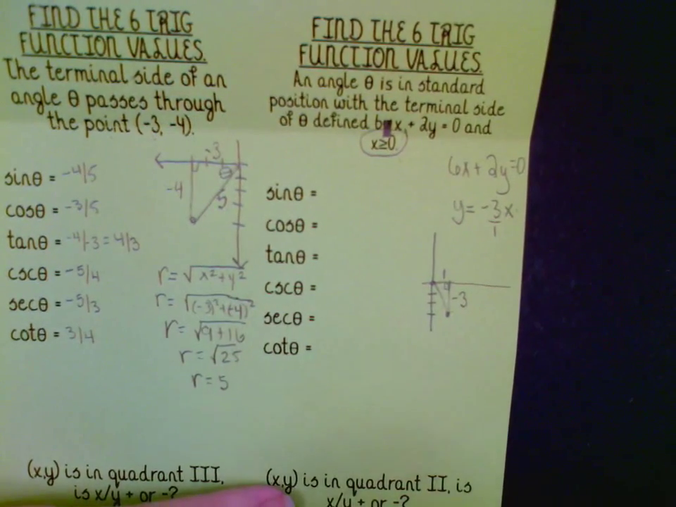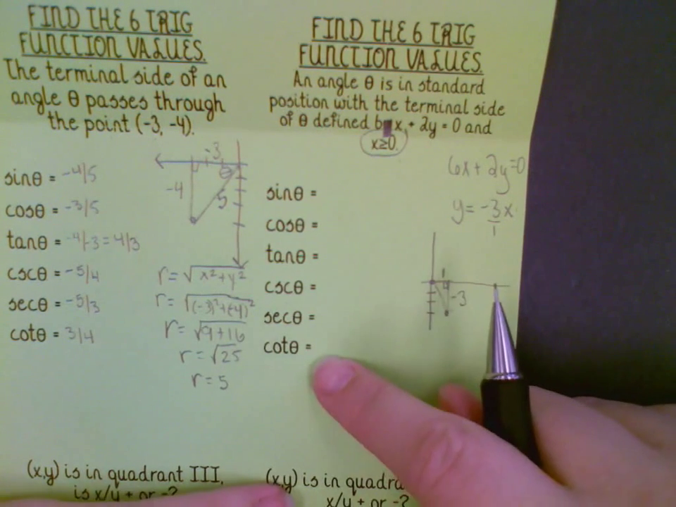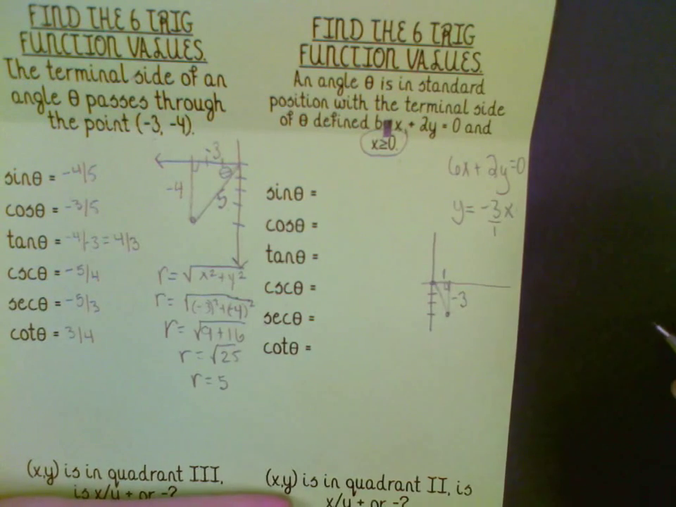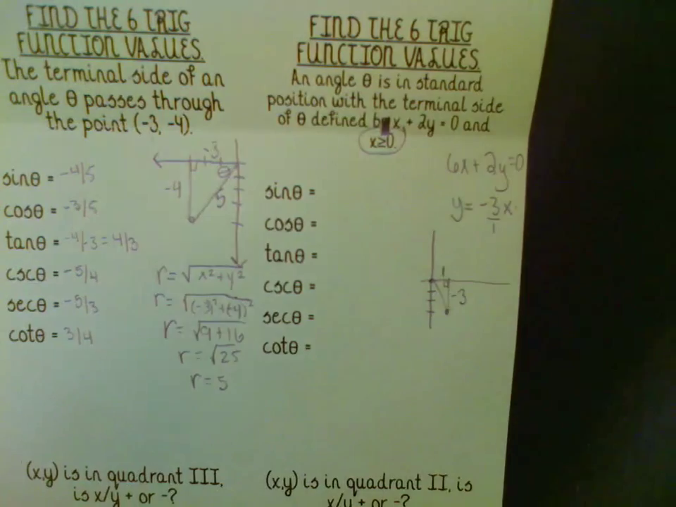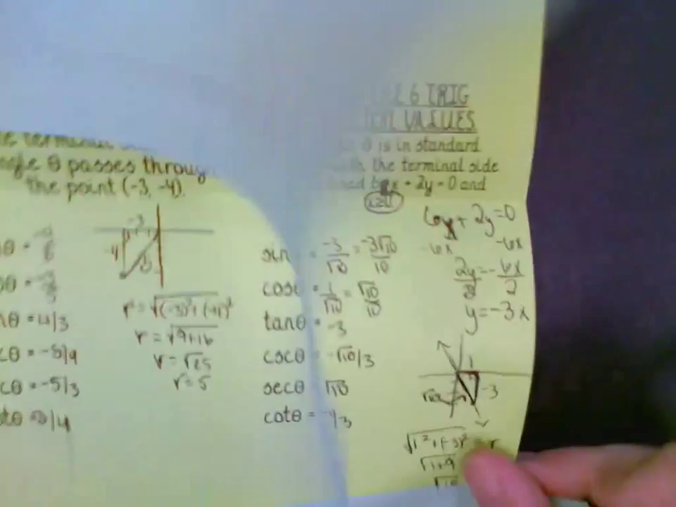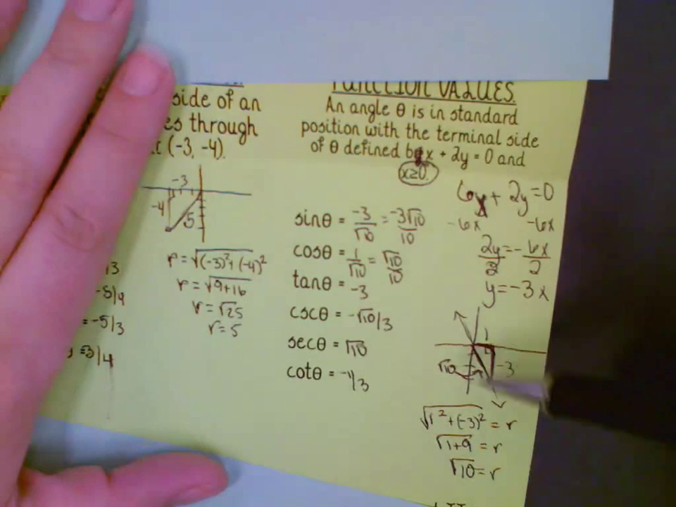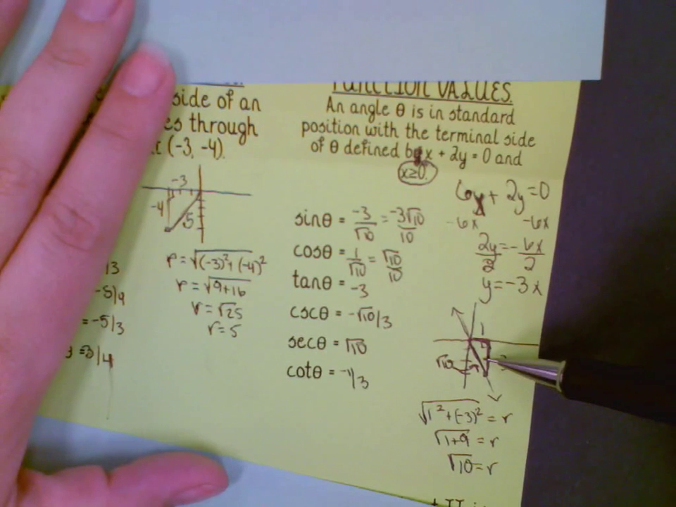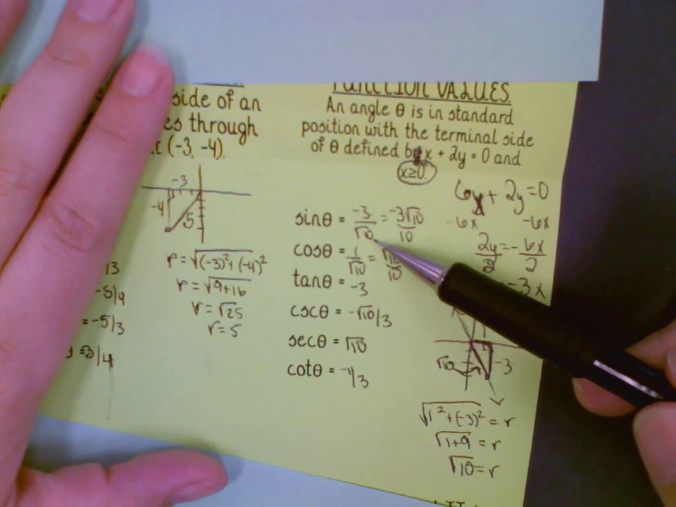So go ahead and pause the video, find your hypotenuse, and find all your sides. When you come back, I will show you what you should have gotten. Okay, so we got square root of 10 for the hypotenuse. So that leaves our sine to be -3 over square root of 10.